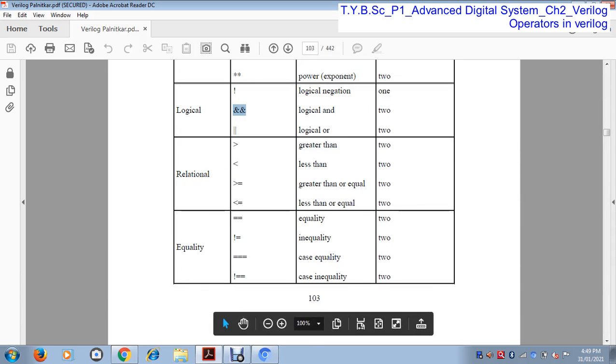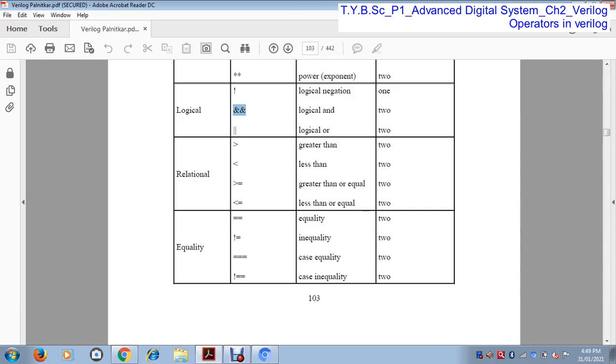Now the next operator is the equality operator. This is equality, this is inequality, this is case equality, this is case inequality. This is a comparison between two operands. Suppose there are two variables, a and b. If a and b are equal, then it is represented by this operator, equality. If a and b are not equal, then it is represented by this operator, which is called inequality.